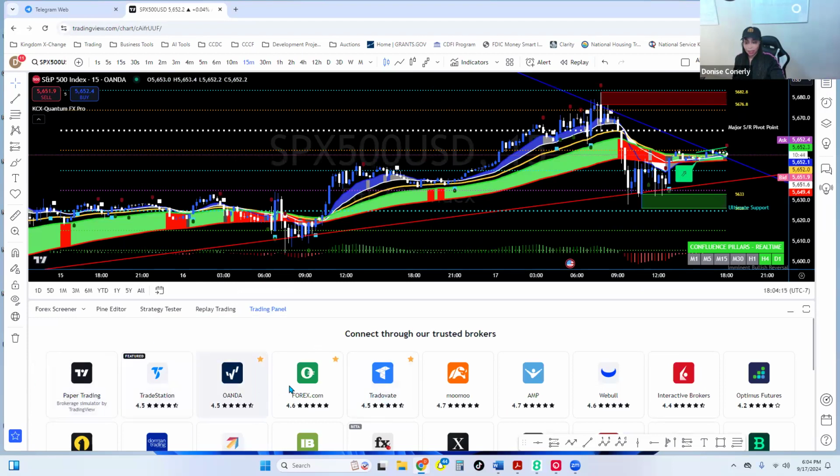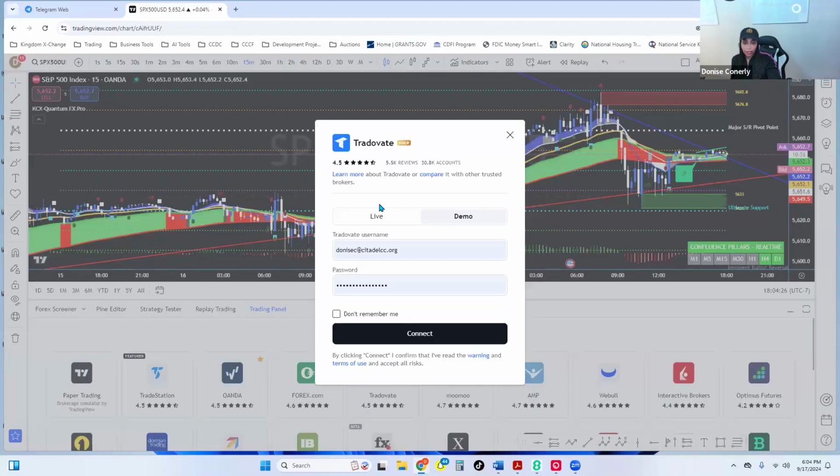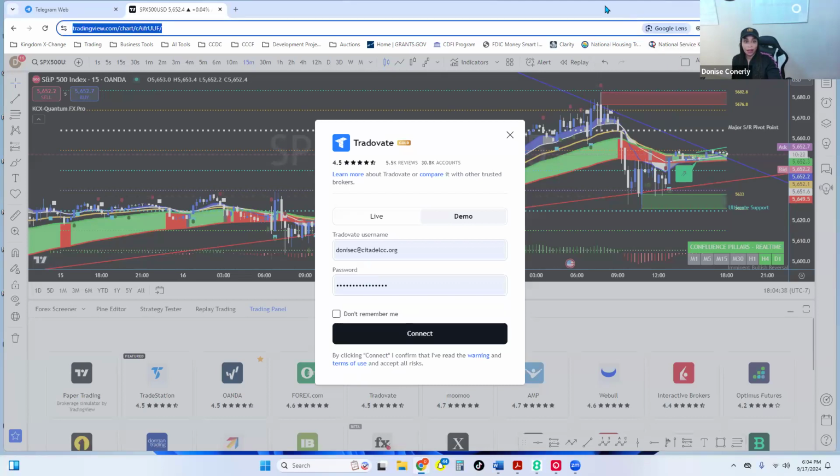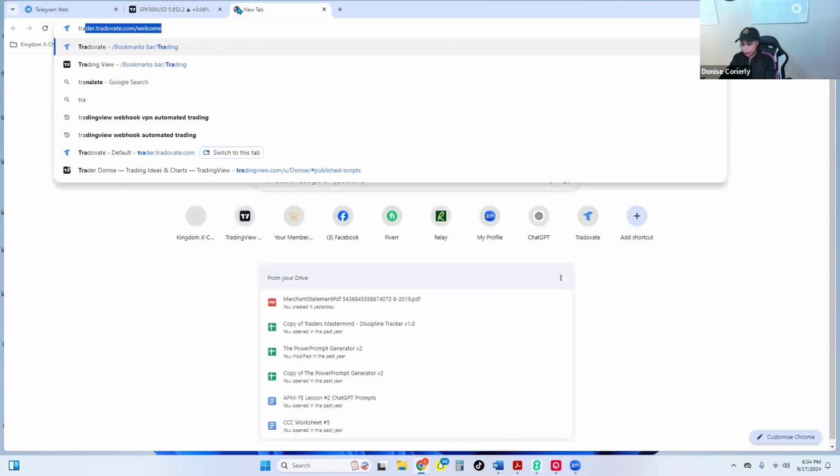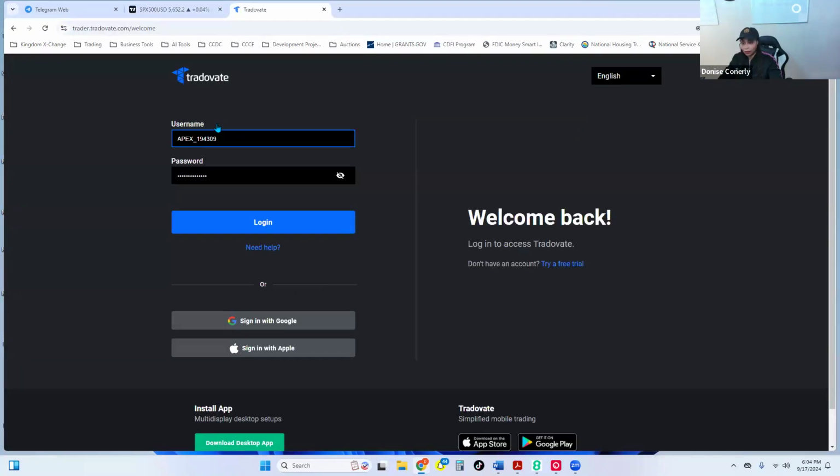When you click on it, all these different brokers are going to come up. You want to click on Tradeovate. Right here, you want to click on Tradeovate. Once you click on Tradeovate, you're going to make sure that it's in demo, and then you're going to put in your Tradeovate username and password. That's the information you have in Tradeovate when you log in. This information, that's what you want to put in there.